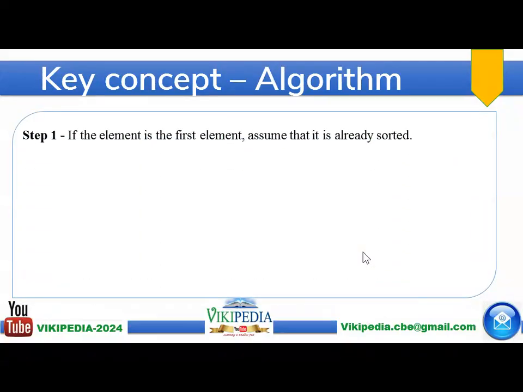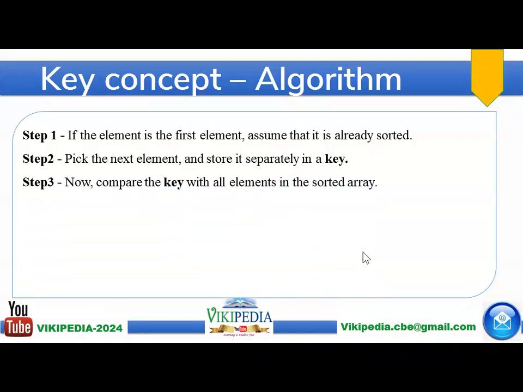So, the key concept of the algorithm. First, assume your first element is already sorted. Second, pick the next element and store it separately as a key. So you take one element from the unsorted group, and that is considered the key. Now compare the key value with all the elements in the sorted array. You already have a sorted array, and in it you check where you want to insert your data. For the first iteration, there is only one sorted element, your first element.